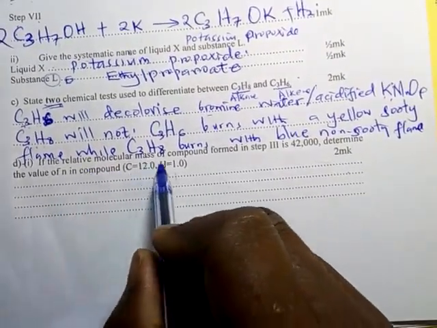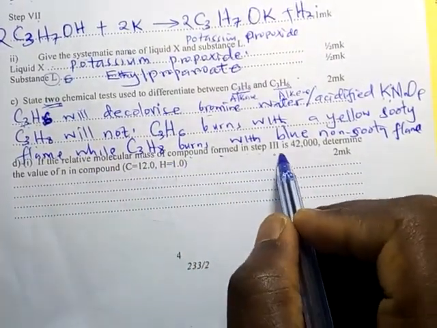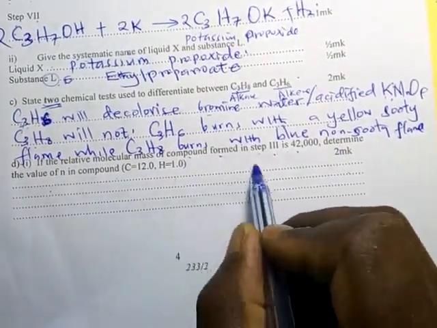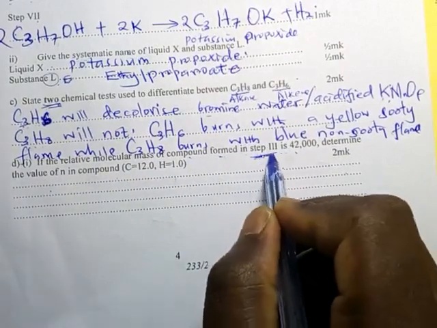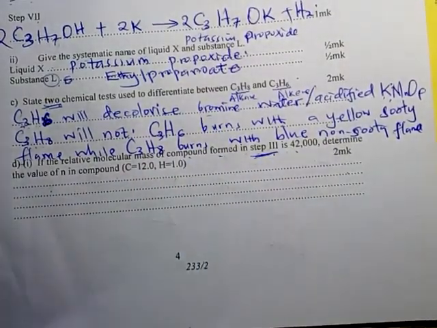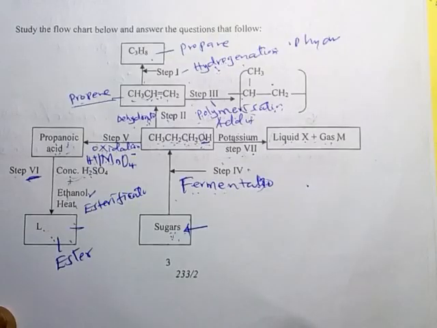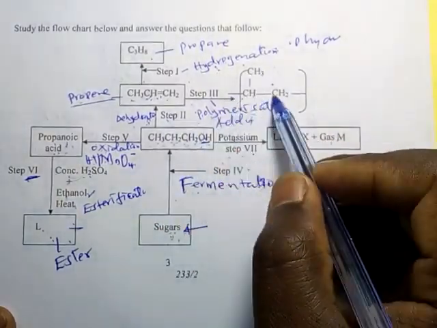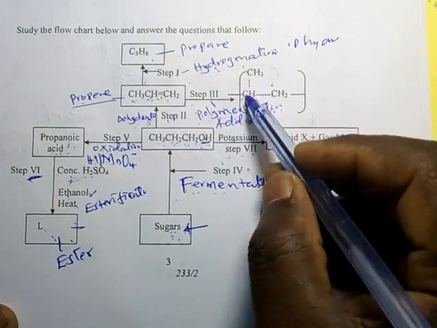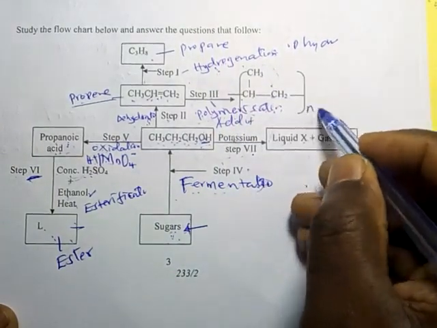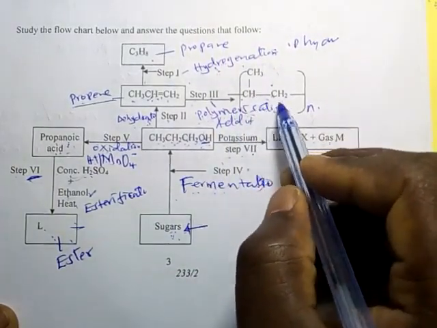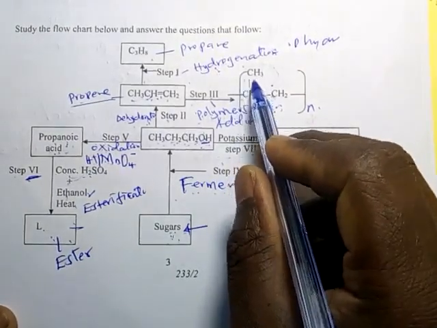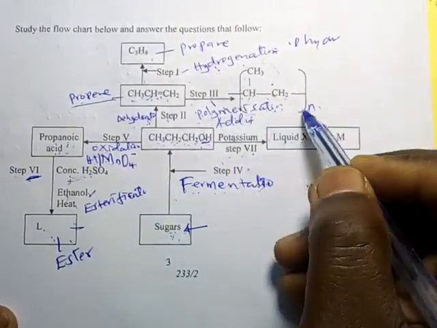If the relative molecular mass of the compound formed in step 3 is this, determine the value of n. So let us go to step 3 and see the compound that was formed. Step 3 is addition polymerization. So this one is a monomer, and n is missing here. We are going to add this monomer: 36 plus 6, it is 42n.